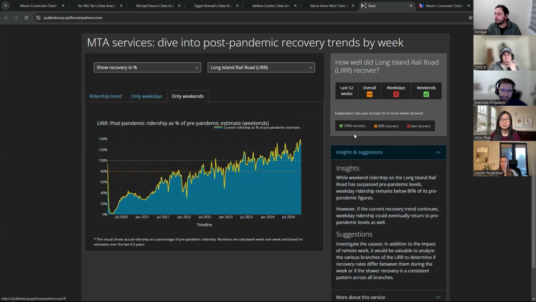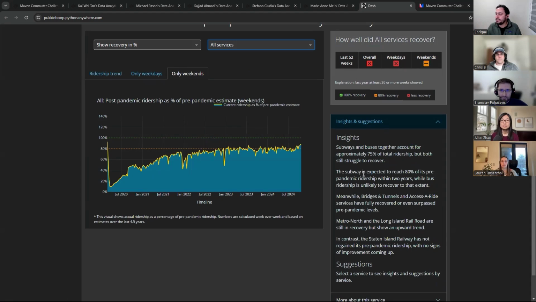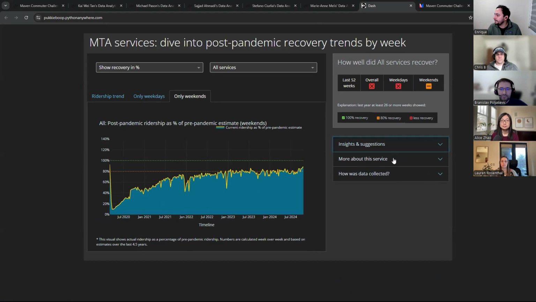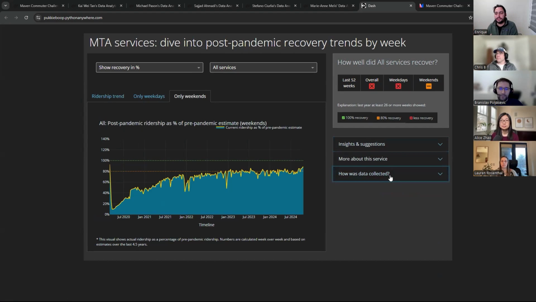So I thought that was a really smart way of showing me where to look to try to tease out the insights. You'll see that they've got insights here as well. I think they're not even just general. You'll see that this is filtered to weekend in Long Island Rail. Let me just go back to all services. You'll see that it updates. So that's pretty neat. Got some more about the service and how the data was collected. This all came from the source. But I think it's cool to build this into a Dash app. It makes it seem very polished, in my opinion.